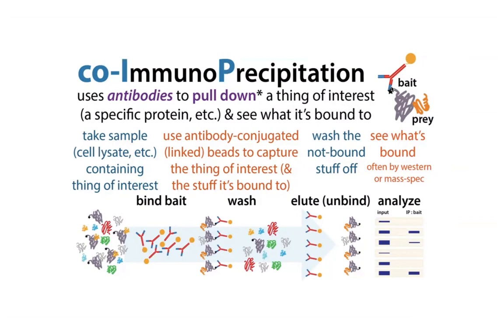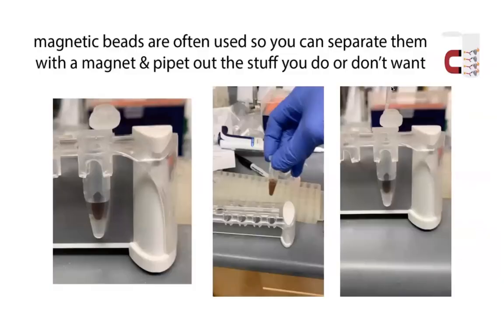So similar in concept to our affinity chromatography, except here we're just using a small little sample. Often these are magnetic beads, and we have these little magnetic beads in these tubes and you put it on a magnetic rack and it pulls the beads and then you can just pipette out the liquid. It's really, really cool.